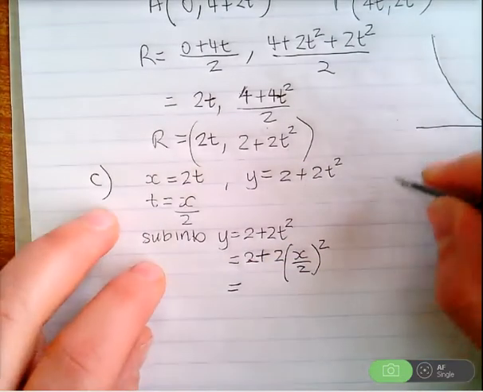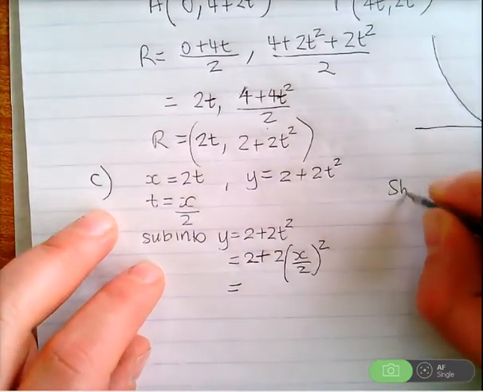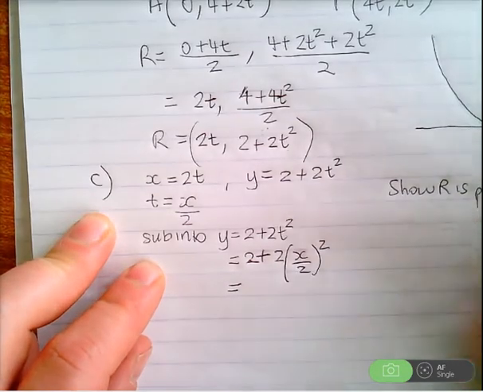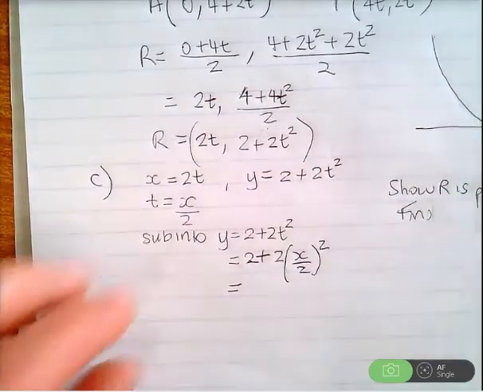So girls, part C, to show that R is a parabola, show the locus of R is a parabola. All you have to do is find.